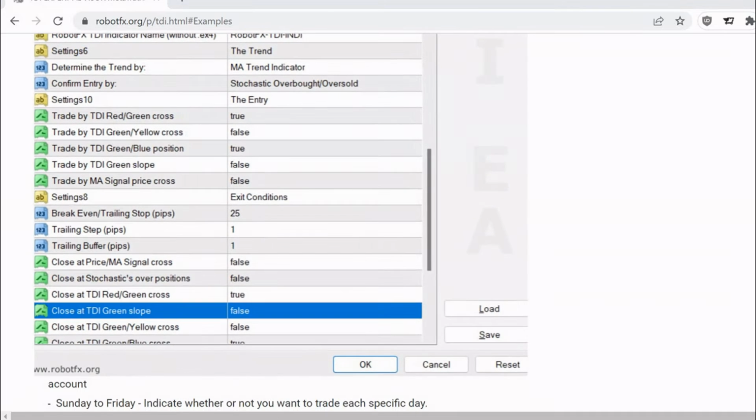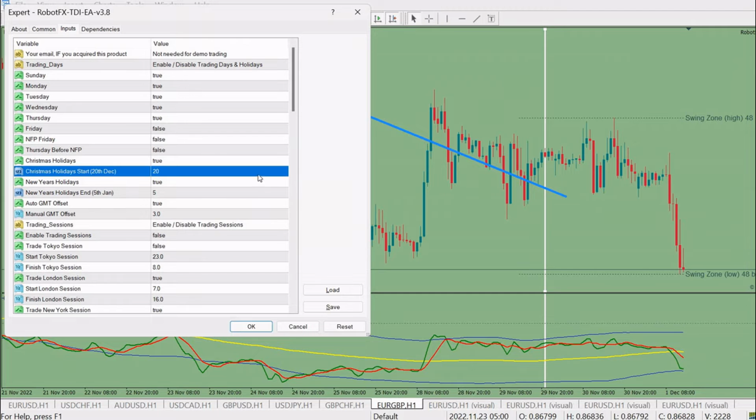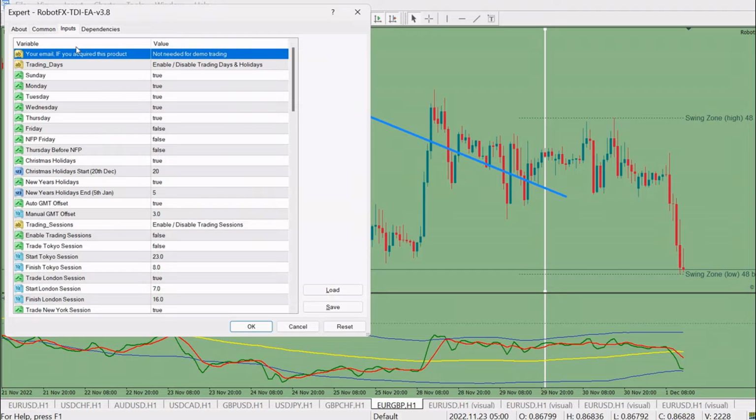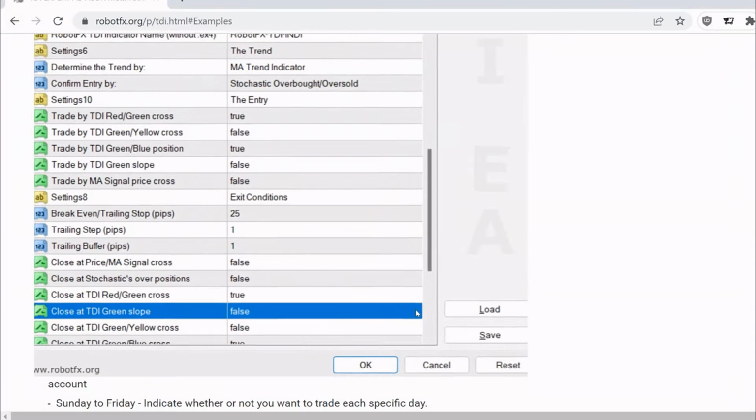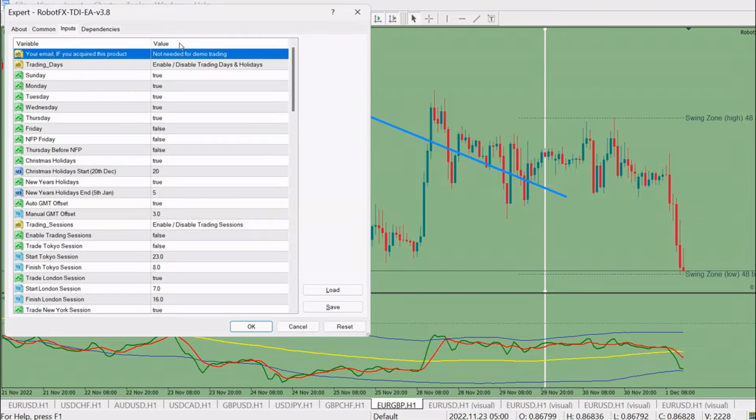Now let's go back to the chart and open the settings. It starts with your email, but only if you are a client or if you are trading this on a live account, which is the same way basically. So if you are using the Expert Advisor that you have downloaded from our website for free, you don't need to enter anything here. Otherwise, it will be your email, but that you probably know if you are our client.